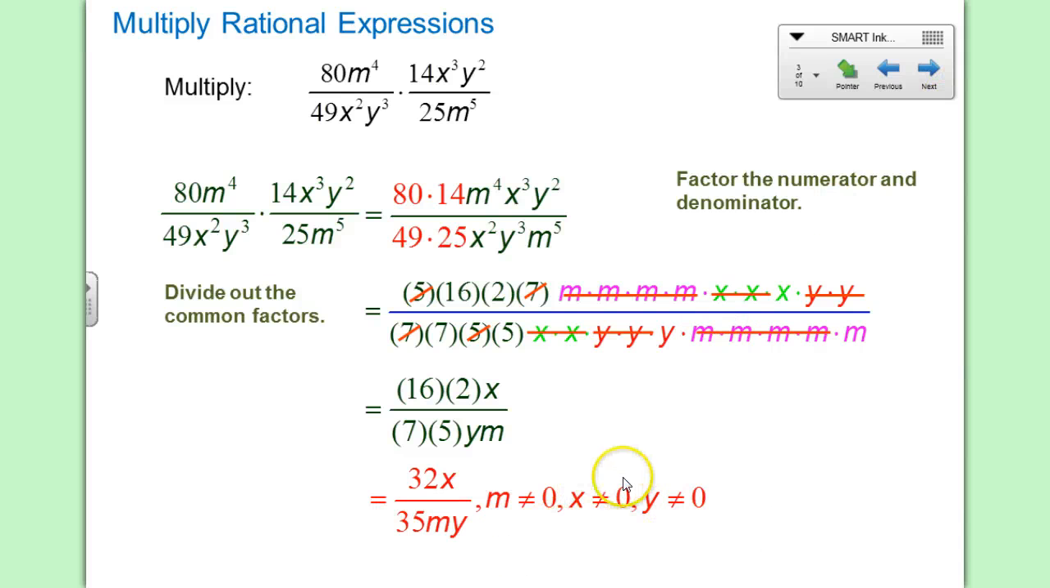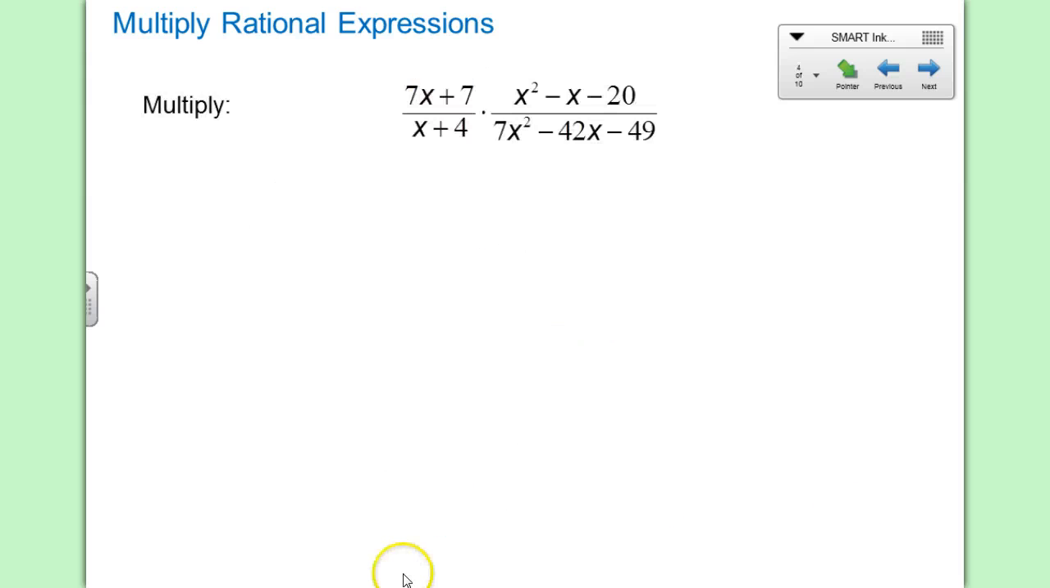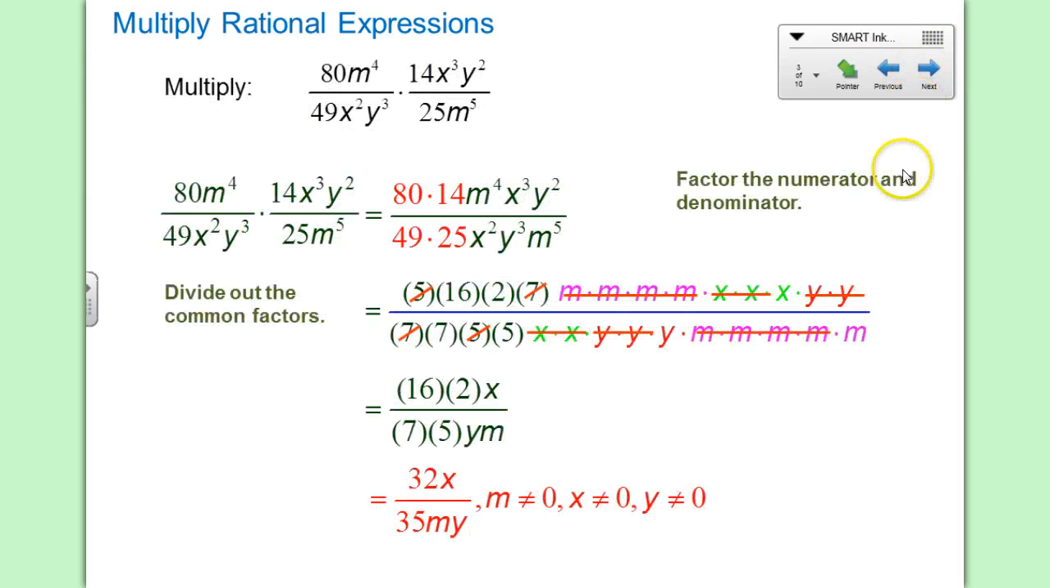Our non-permissible values that we talked about before come from our initial expression, and I'm hoping eventually that my pen will start working, but I'll just point to it. So we look back to the original expression to see what the undefined values or the non-permissible values are.